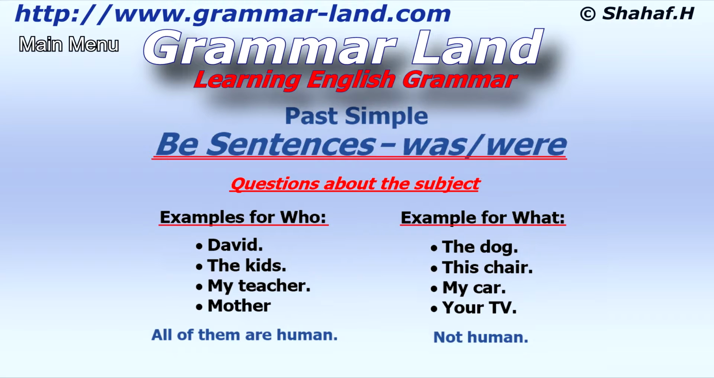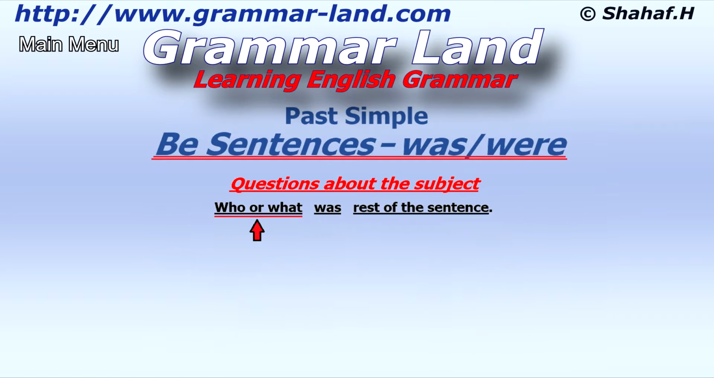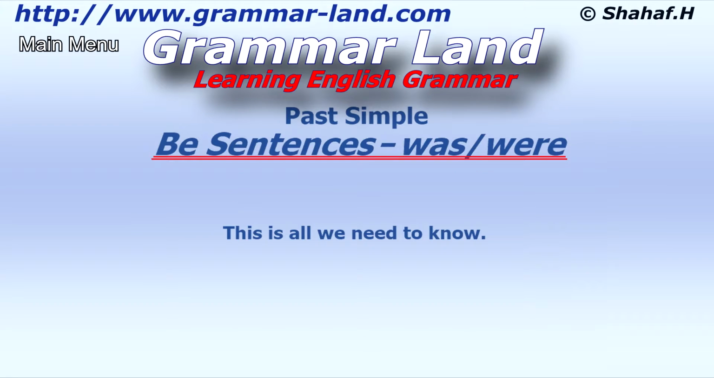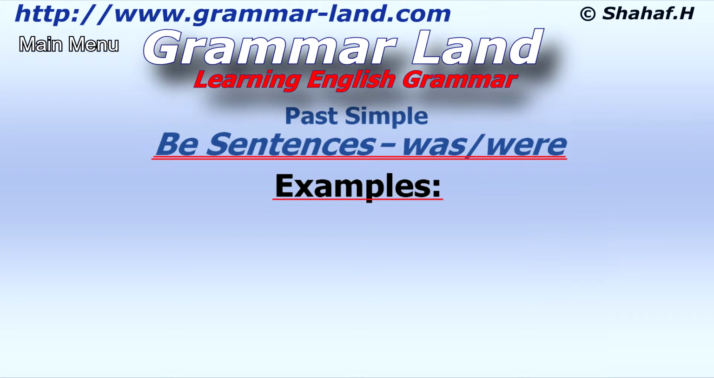Not human. After the who or the what, we use was. We always use was in the question about the subject. Never were. Then comes the rest of the sentence. Who was at home last night? That is all we need to know. These are all the rules. Let's just follow with some more examples.